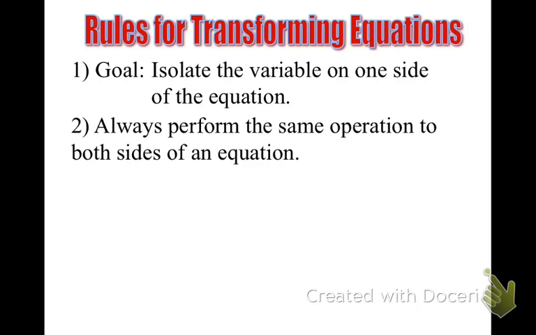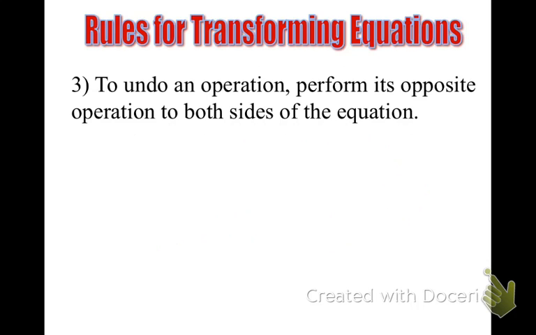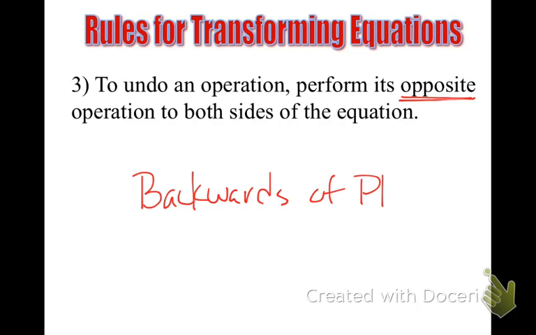Then, our other rule. Whatever you do to one side, you must do to the other. You must share it equally. And our third rule. To undo an operation, you have to perform its opposite. We're going opposite. Remember I told you we're going backwards of PEMDAS.